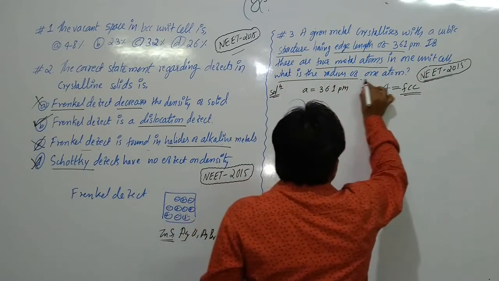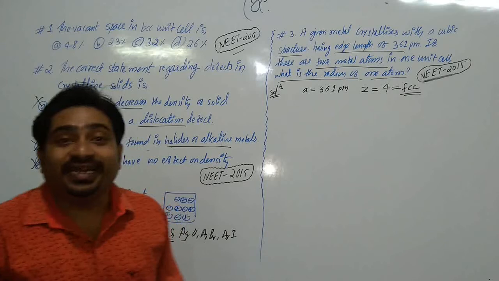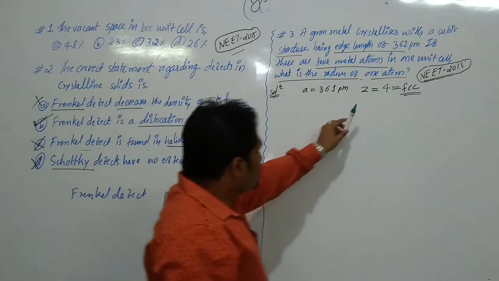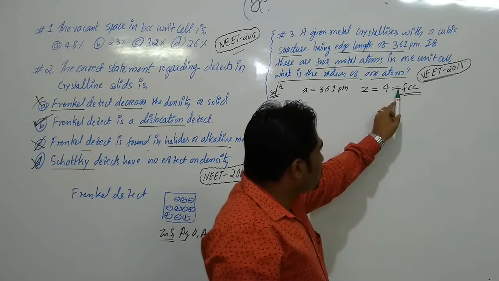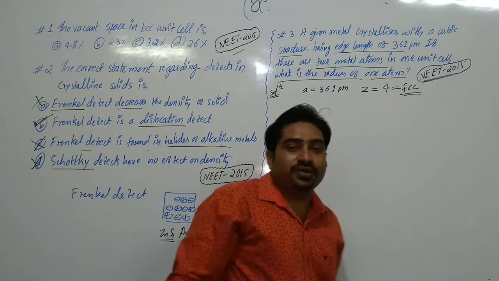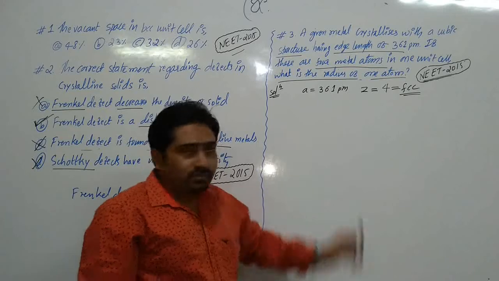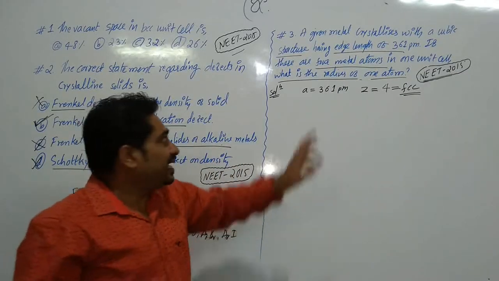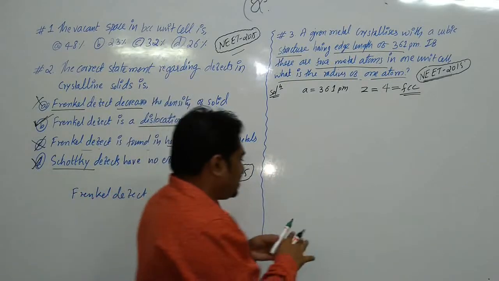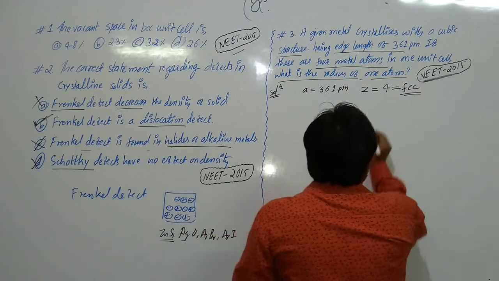What is the radius of one atom? They are asking for the radius of one atom. So by using this relation, by using the value of A and the FCC unit cell, we have to calculate the radius of the metal atom, and we have to establish a relationship between radius and edge length. So let's see how to derive that.